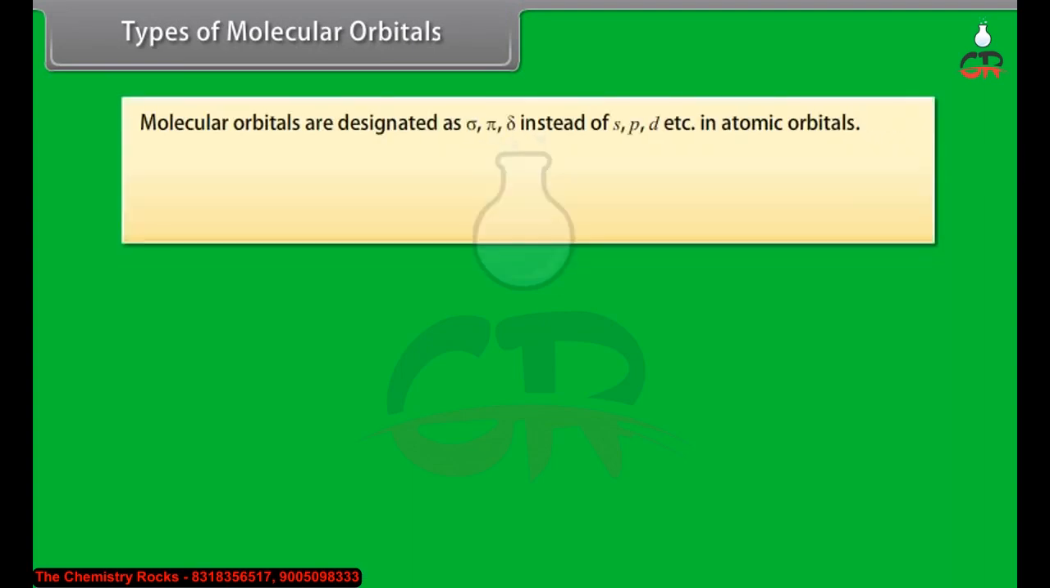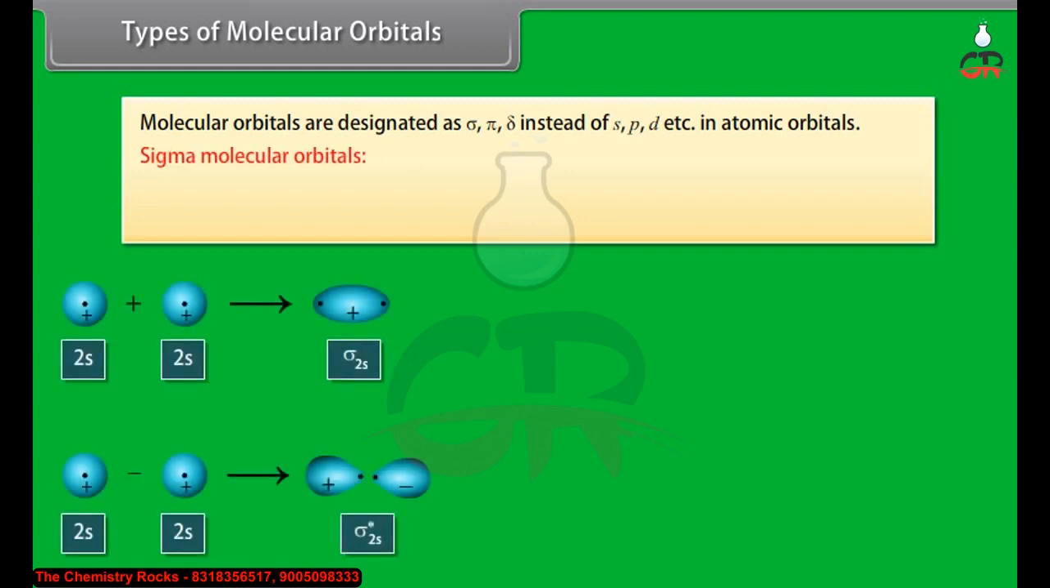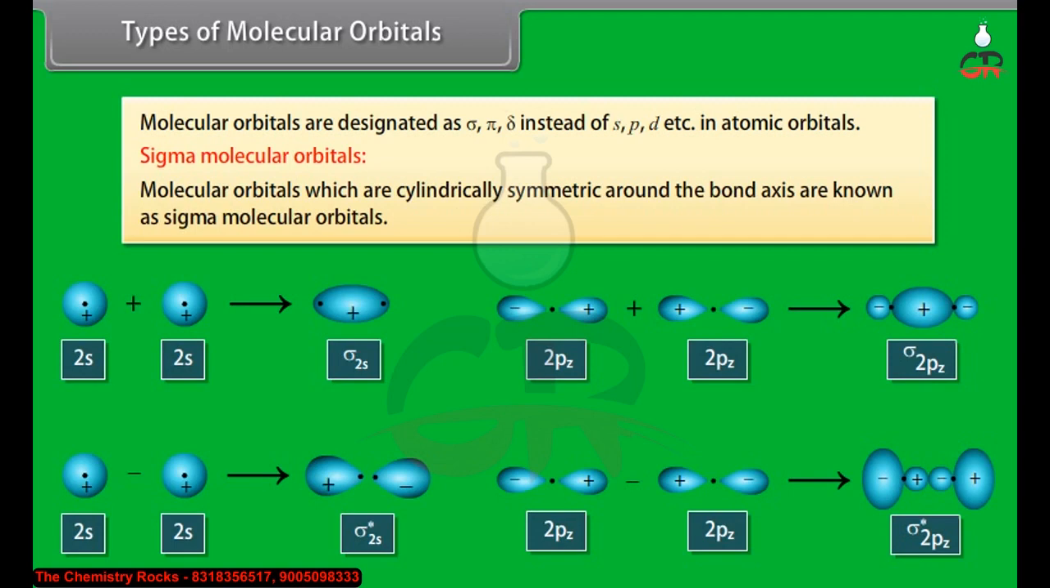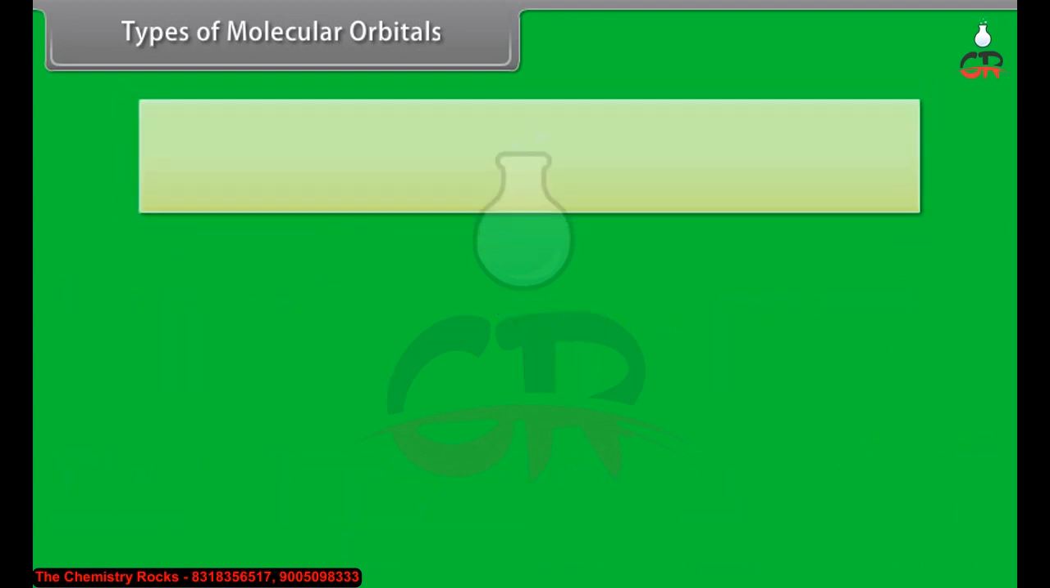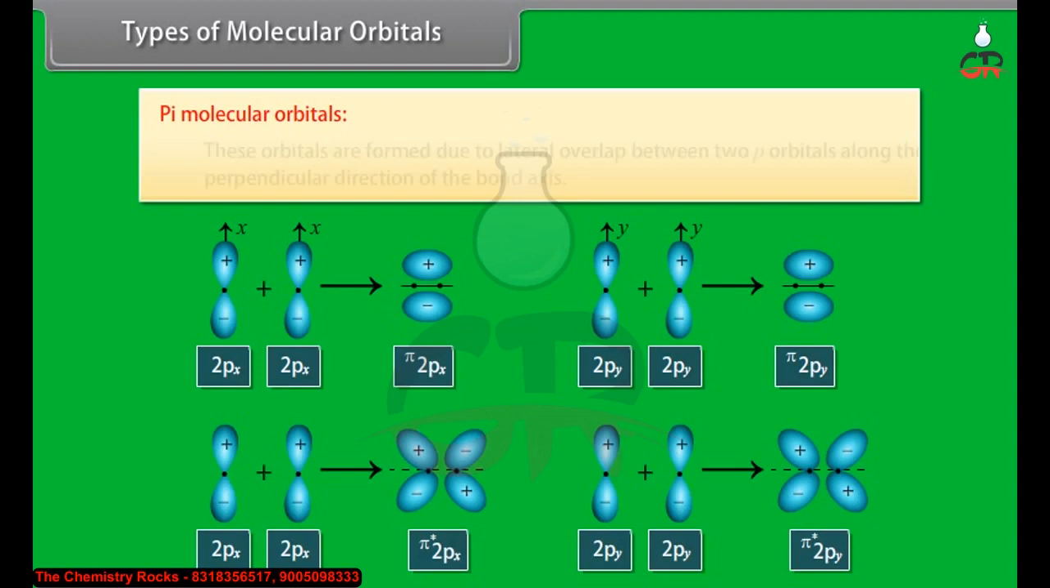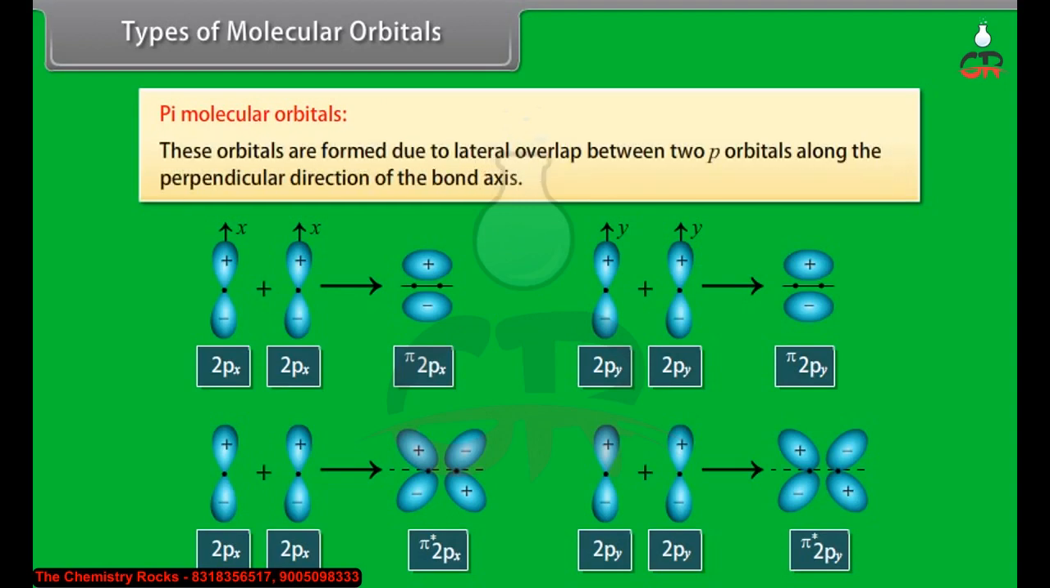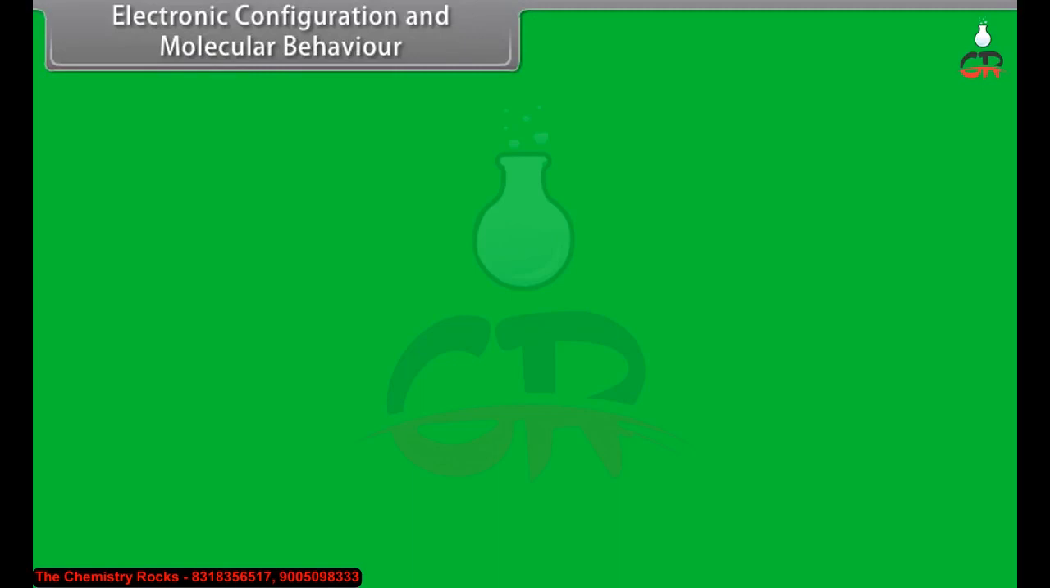Molecular orbitals are designated as sigma, pi, delta instead of s, p, d, etc. in atomic orbitals. Sigma molecular orbitals: molecular orbitals which are cylindrically symmetric around the bond axis are known as sigma molecular orbitals. Pi molecular orbitals: these orbitals are formed due to lateral overlap between two p orbitals along the perpendicular direction of the bond axis.